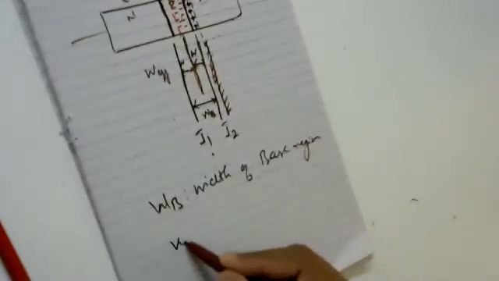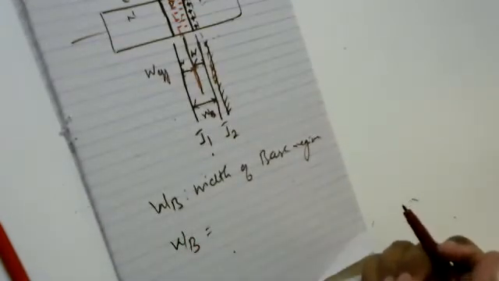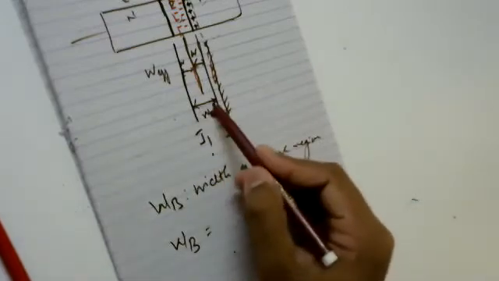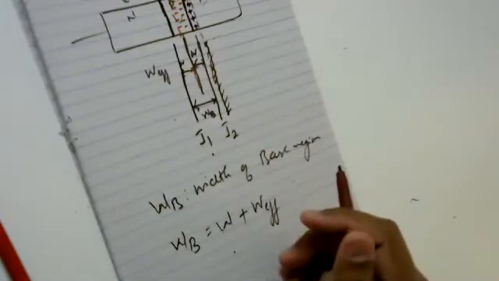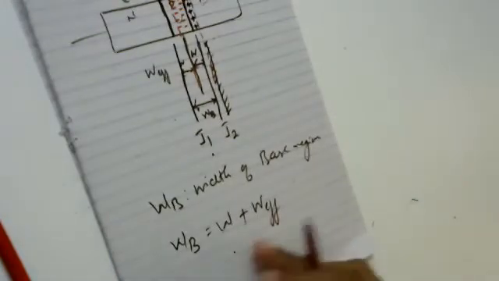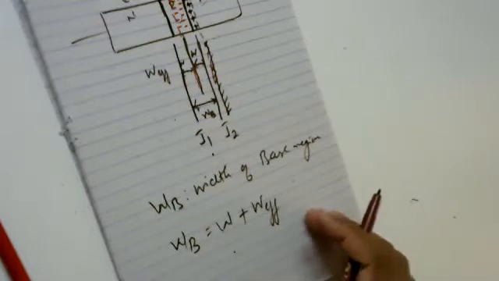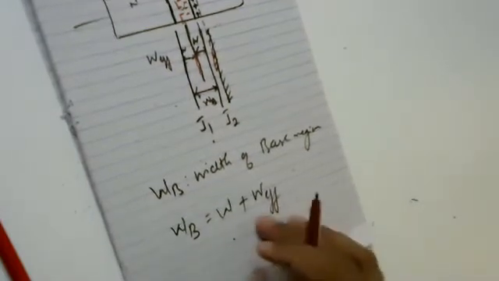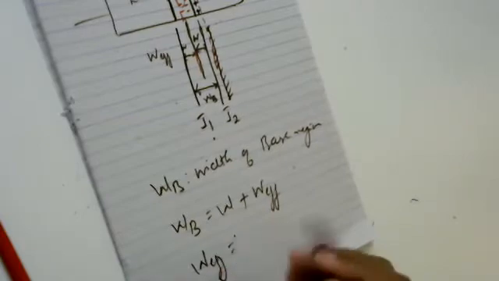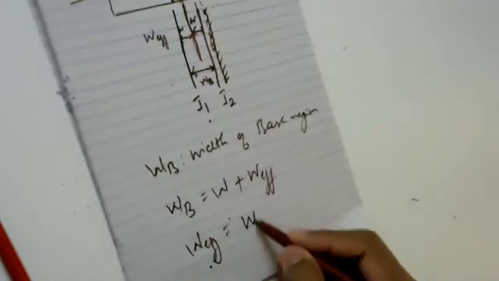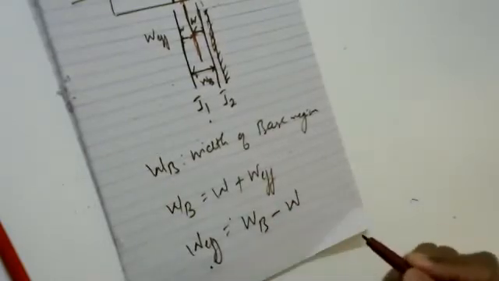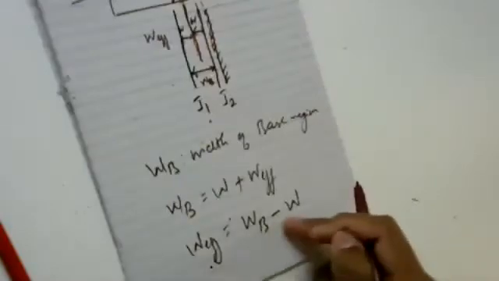Then by seeing this diagram, I can simply write with the help of a mathematical equation that WB equals W plus W effective. Now, if I want to write the same equation for W effective, what can I write? My WB minus W.